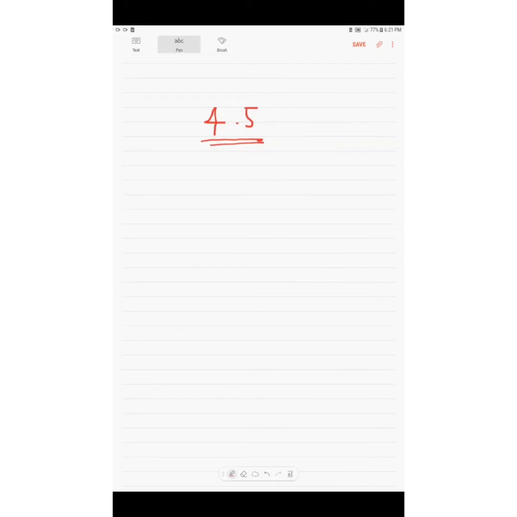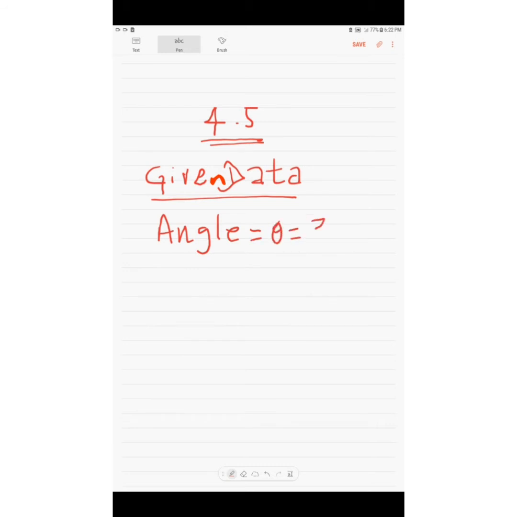Now problem 4.5. The statement is: a force is acting on a body making an angle of 30 degree with the horizontal. The horizontal component of the force is 20 Newton. Find the force. You have to write the data. Given data. Underline it. Angle theta is the symbol for angle. It is equal to 30 degree.